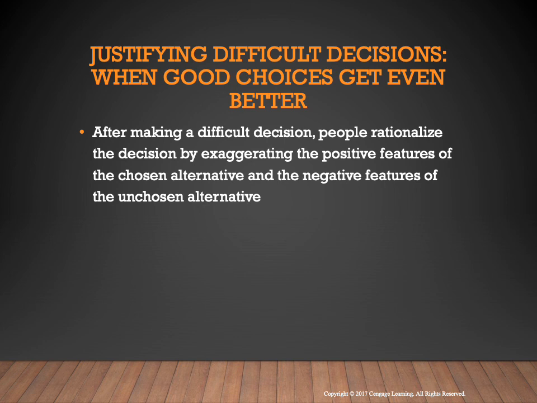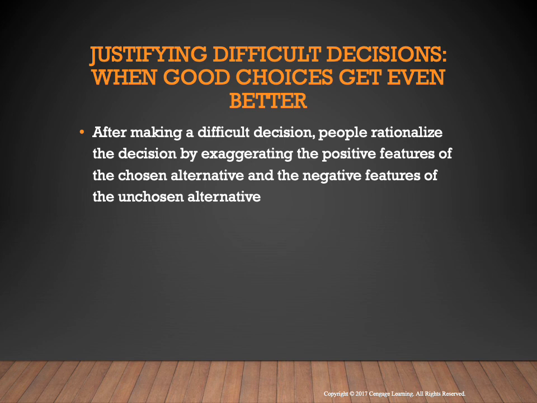After making a difficult decision, people rationalize the decision by exaggerating the positive features of the chosen alternative and the negative features of the unchosen alternative. Again, sometimes our decisions don't have extreme differences between the alternatives, and we go through a good deal, though, to choose between them. And if we've gone through a very difficult, emotionally taxing decision to arrive at an alternative that is just okay or just so-so, that can cause cognitive dissonance.